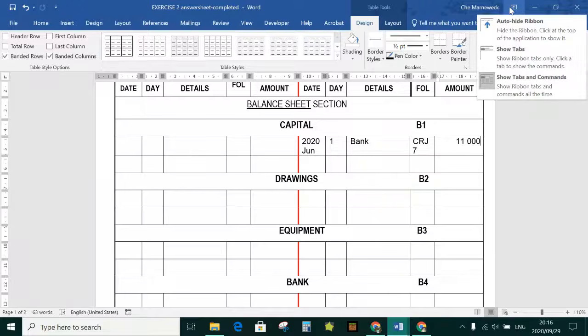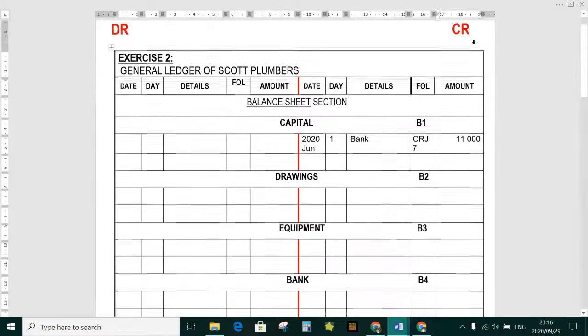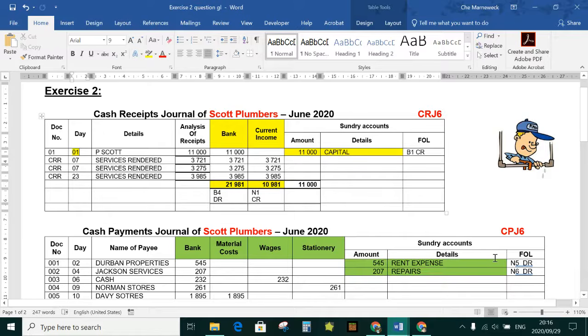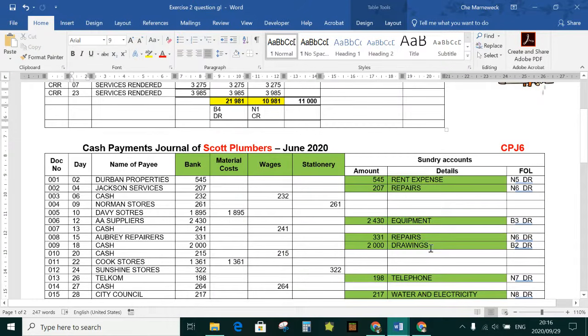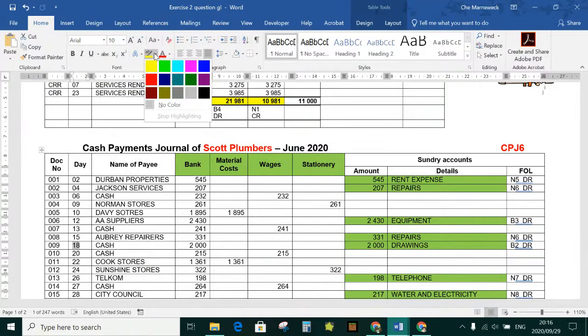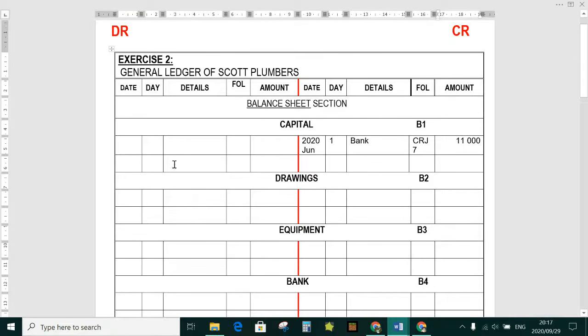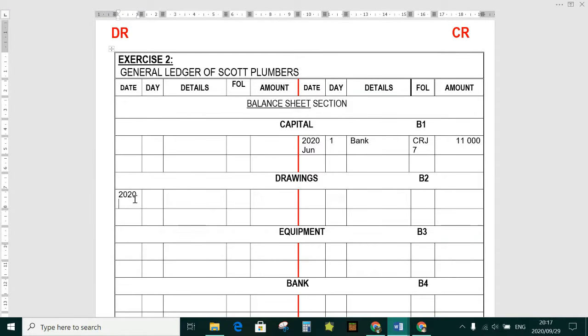We then are going to move on. I can just fit a bit more on the page. We then have a look. B2 is over here. Drawings. And drawings was on the 18th. Yeah. Drawings the 18th. It is going on the debit side. And it's 2,000 Rand. So we go on the debit side. 2020, June. We then fill in the date, the 18th.